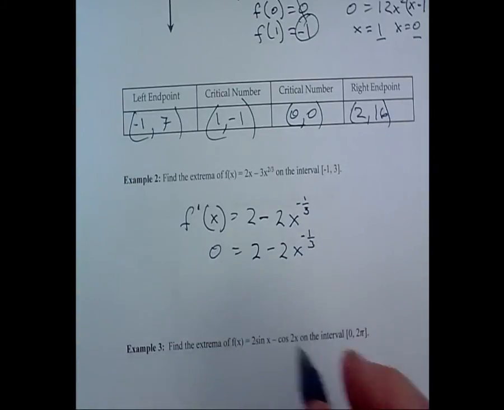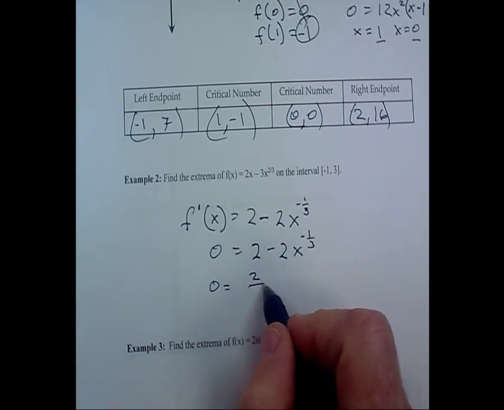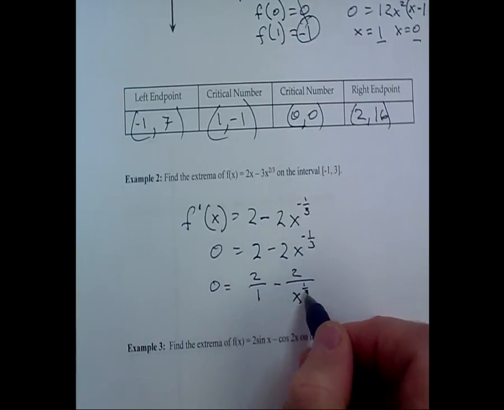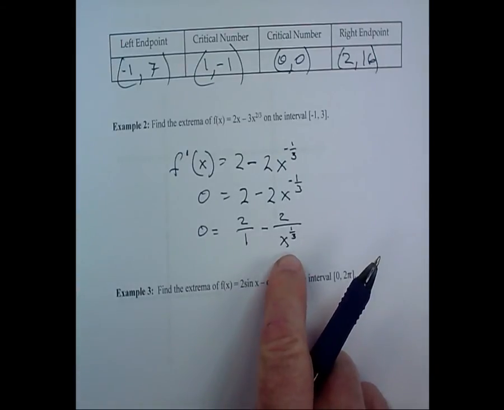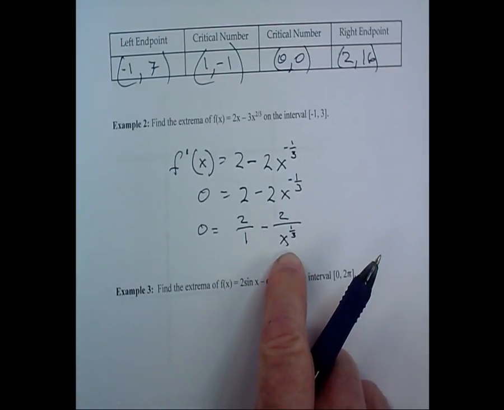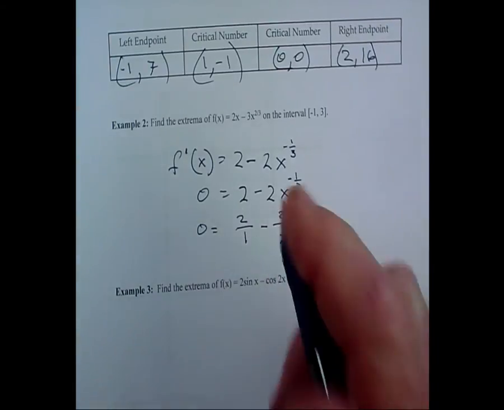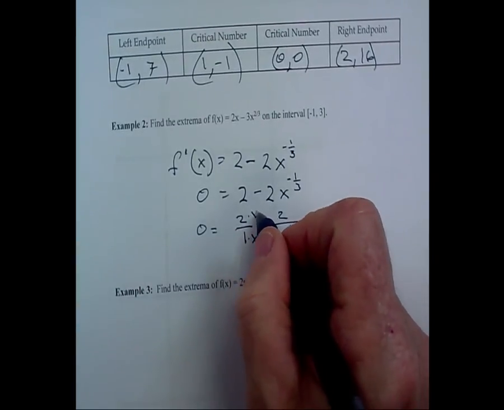Okay? This is what you have to do. This is 2 over 1 minus 2 over x to the 1/3. Okay? Because the number down here could be a critical number. The number down here could be a critical number. So I have 2 fractions. What's the common denominator? X to the 1/3. So I got to multiply this by x to the 1/3.